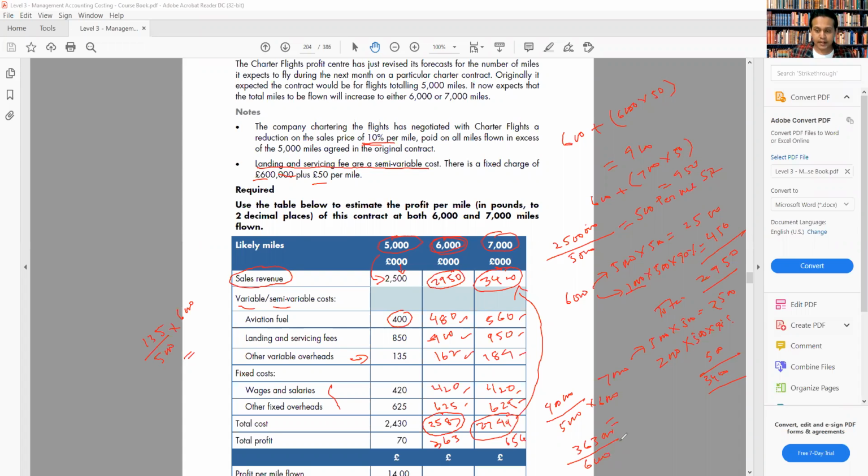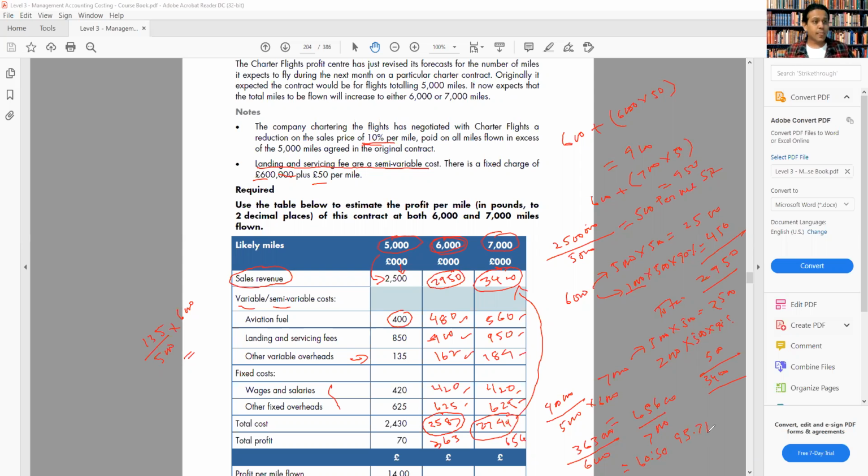You need to make sure you add 30. And the profit here is 656, and total mile is 7,000. And that will give you the per mile profit. So this is 60.50. For the 7,000, it will be 93.71. All right, that's it. That's not very difficult.